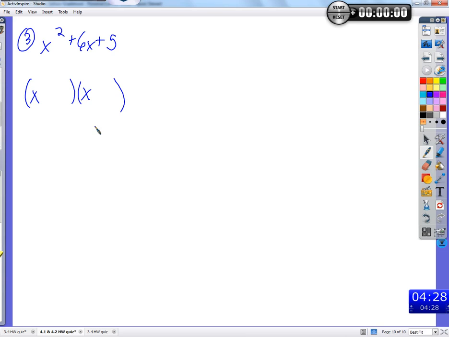Okay, so now we're thinking, how do we multiply together to make 5? 1 times 5. And for 5, that's convenient, that's the only way that it can happen. Well, that gave us a lot of information. We know we need an x times an x to get x squared. We know we need something times something else to get 5, and 5 happens to be convenient because it's prime. It can only be factored one way, 1 times 5.